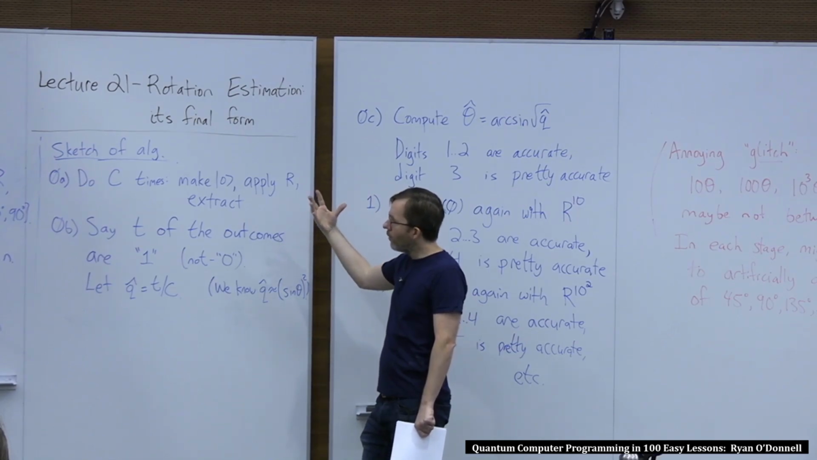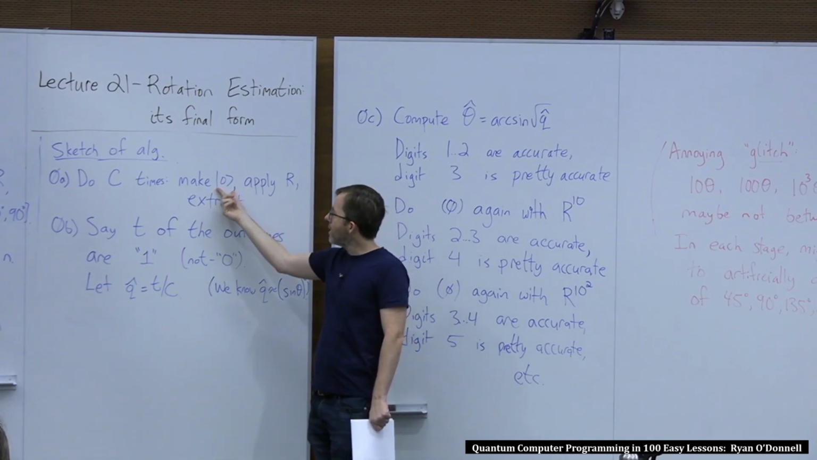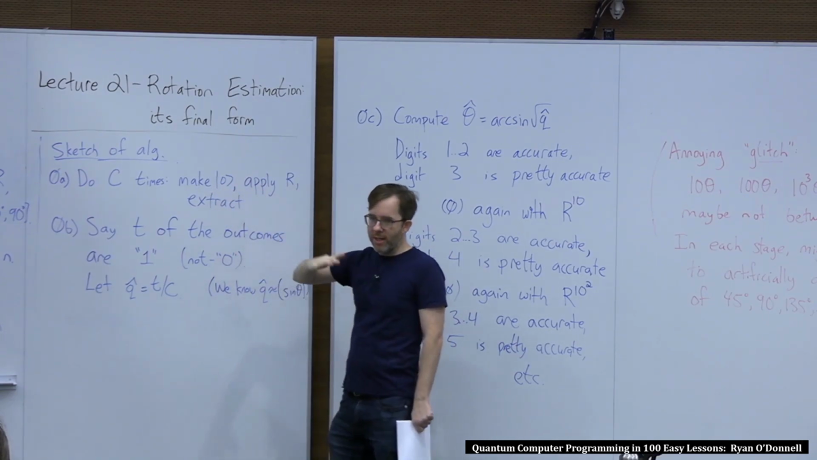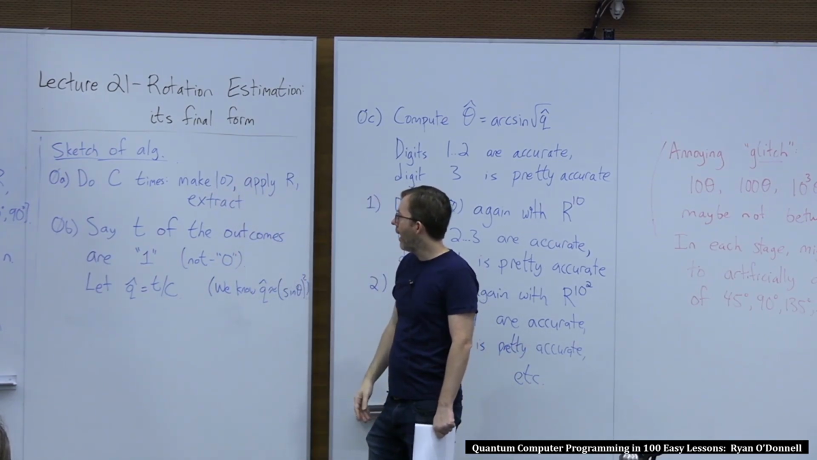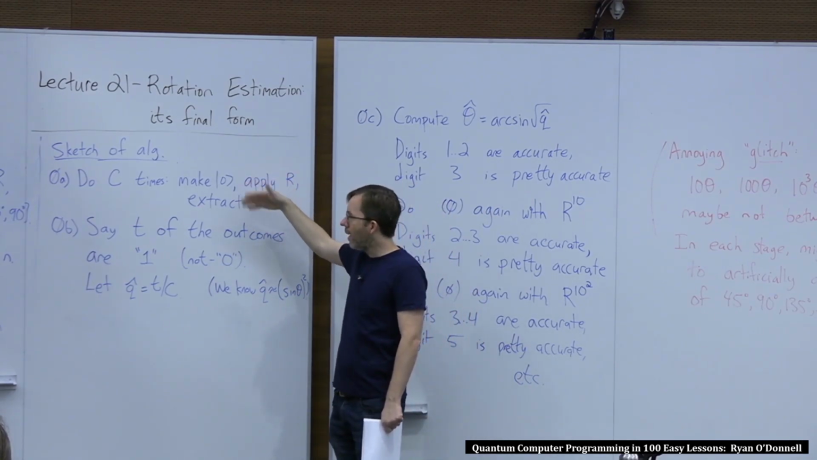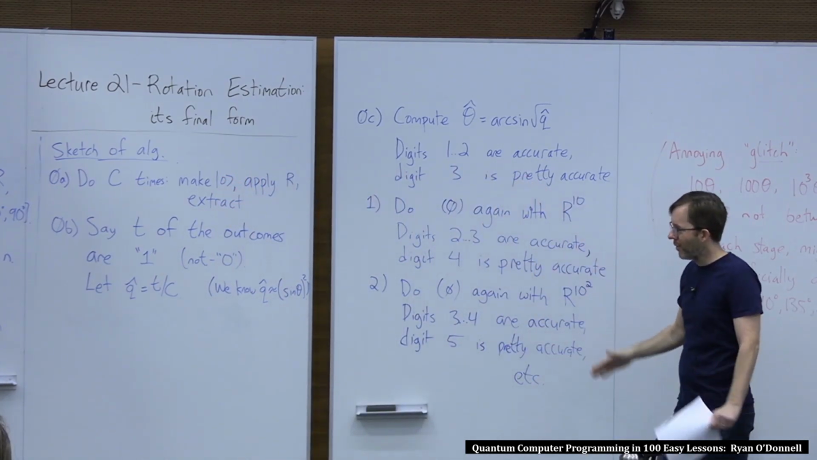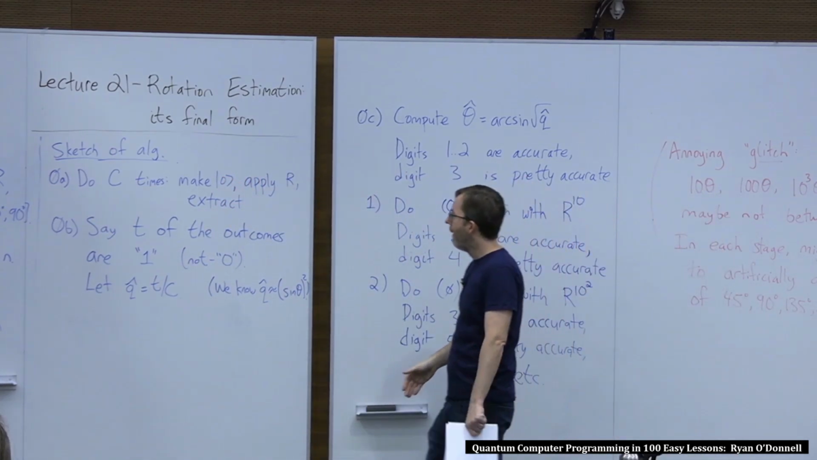You kind of want to get a few digits of precision in the first 0th stage. So you make a qubit in the state 0, you apply R, that rotates it by this mystery angle theta, and then you measure it, and you do this repeatedly C times. C is some big fixed constant, 100,000 or something, but some constant number of times.